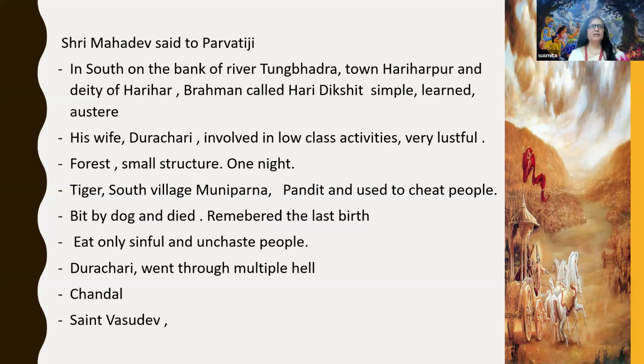And he was very simple, very learned, very austere. And he was always busy doing his prayers, puja. But his wife was very durachari. Everyone in the village had given his wife the name Durachari. So everyone knew her as Durachari. She was engaged in very low class activities. She was very, very lusty. She basically used to sleep with different men, and she used to misbehave with her husband and the people of her husband's family, and she was engaged in all low level work.